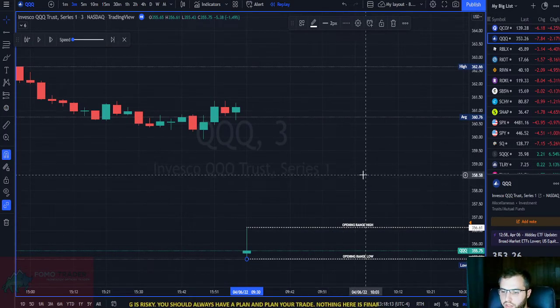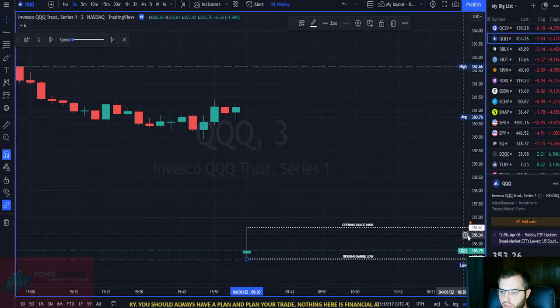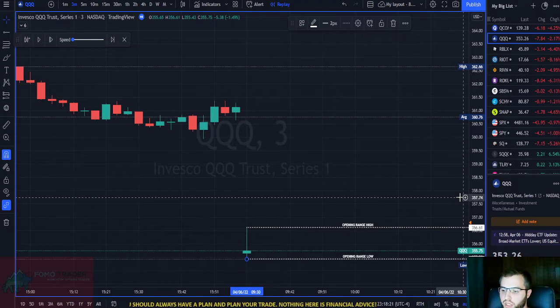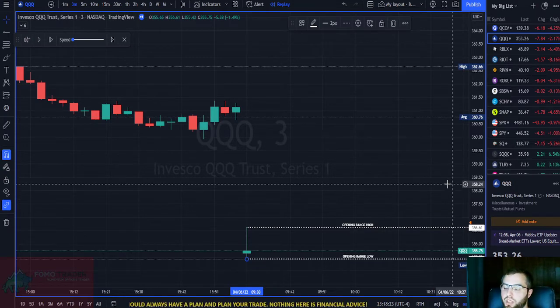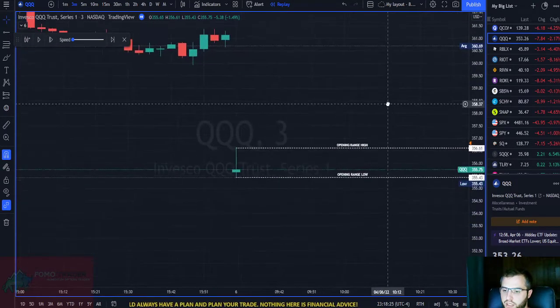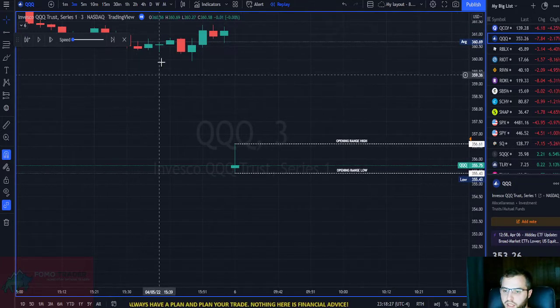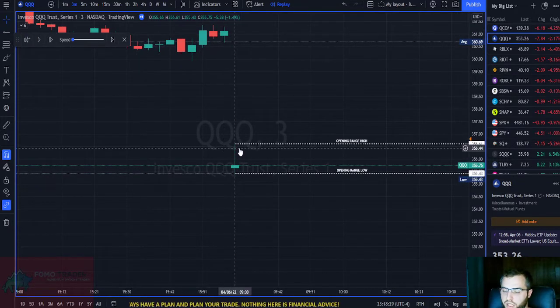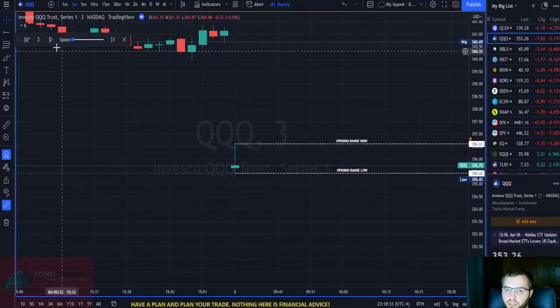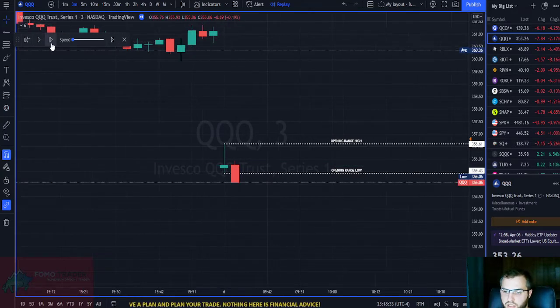So now what I would typically do is set an alert to alert me when it goes above 356.61 or an alert when it goes below 355.43. So now we're going to go ahead and set those alerts theoretically, and then we're going to watch the price action. Boom. The next candle, we break below our low.